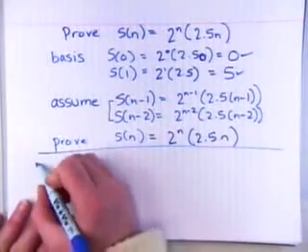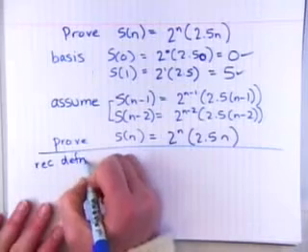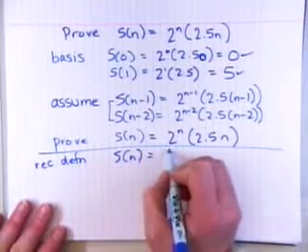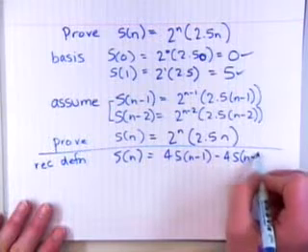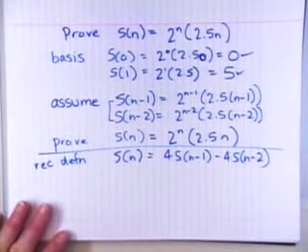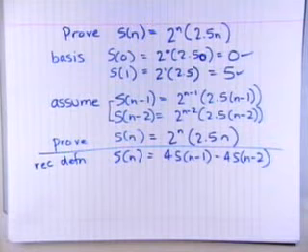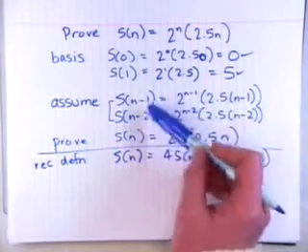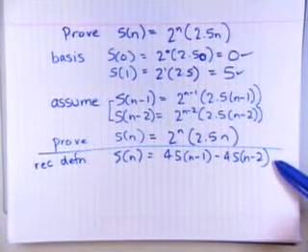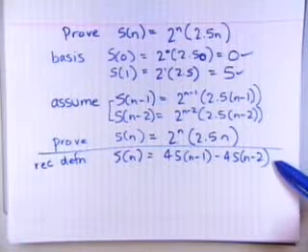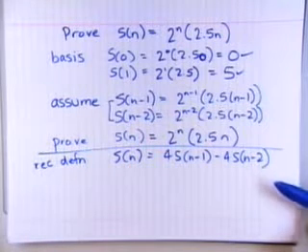Now I start with the recursive definition, which is S of n equals 4 S of n minus 1 minus 4 S of n minus 2. That's what I start with. And then I plug in the closed forms from the assume statement. That's why we set up the assume and prove the way we do: so that we can actually plug the closed forms into the recursive statement.